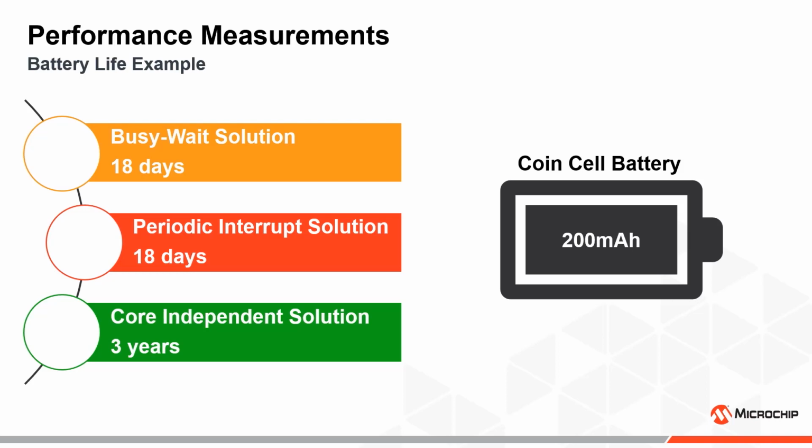This is achieved by completely shutting down the CPU and using the ultra-low power 32 kHz clock source as the system clock, which is not possible for the 2 other examples as it is too slow to meet the update deadlines. Not only does the core independent solution save power compared to the other implementations, but the CPU is free to sleep or do any other tasks in an application as well.